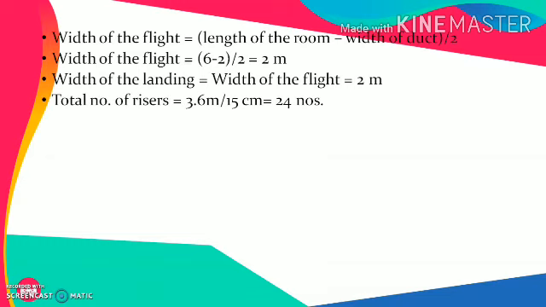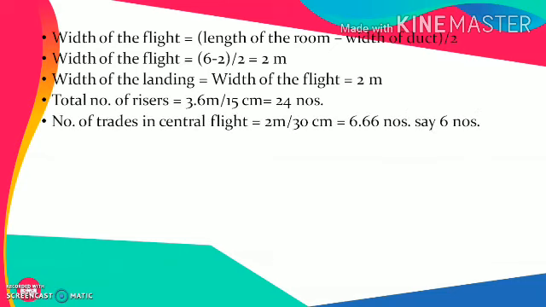Total number of risers: 3.6 meter is the total height to be negotiated upon the 15 centimeter riser we have assumed. So it will be 24 numbers. Number of treads in central flight will be around 6. This is a very critical step, as we need to provide the flights around the duct, and so the central flight will have a limited length of 2 meter, and so it will be around 6 numbers of treads that can be accommodated.